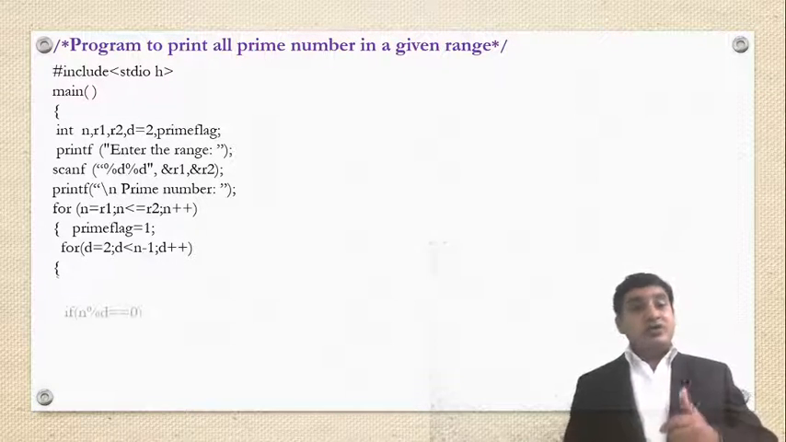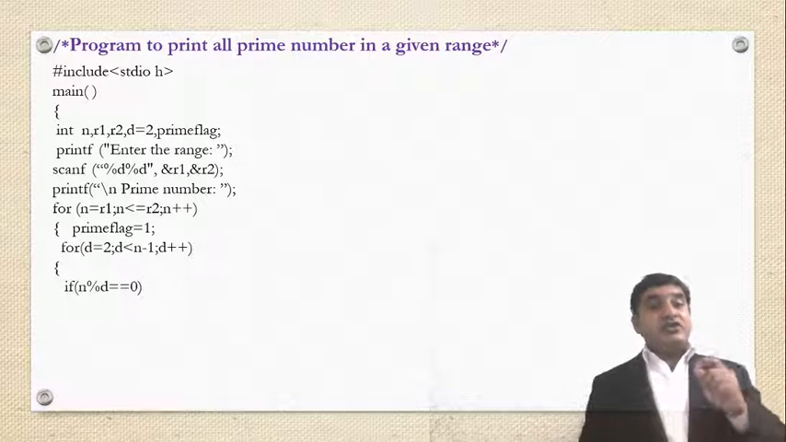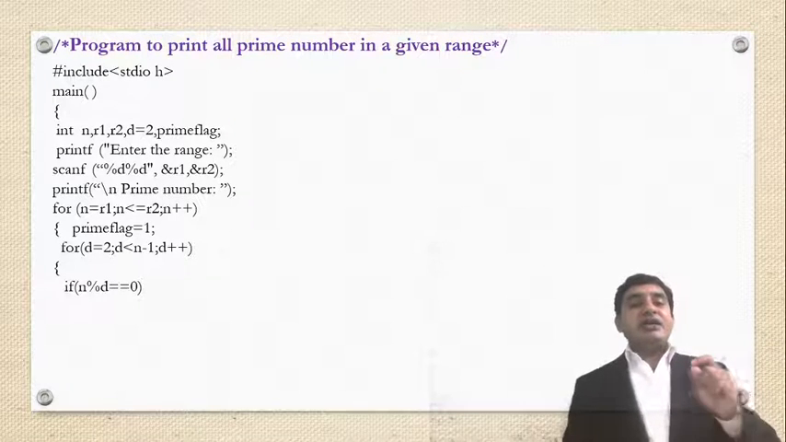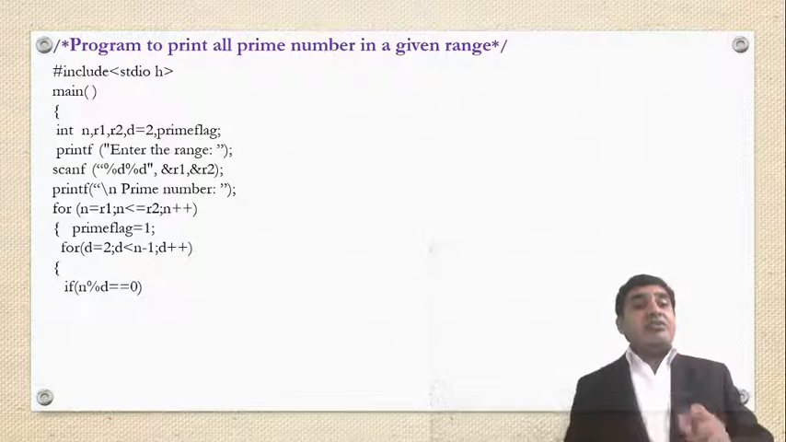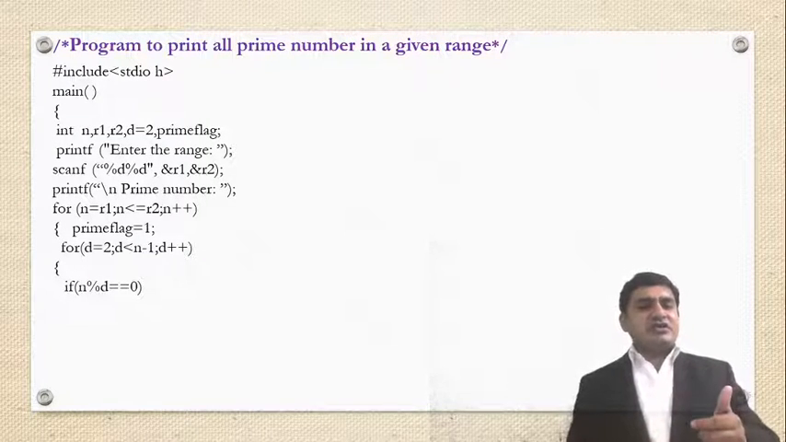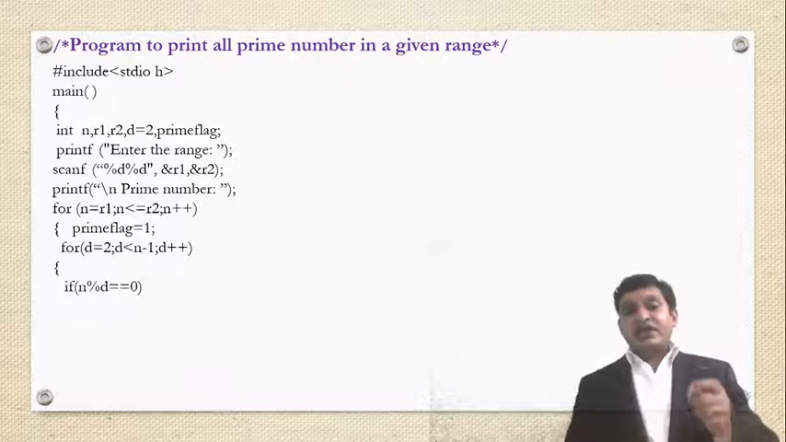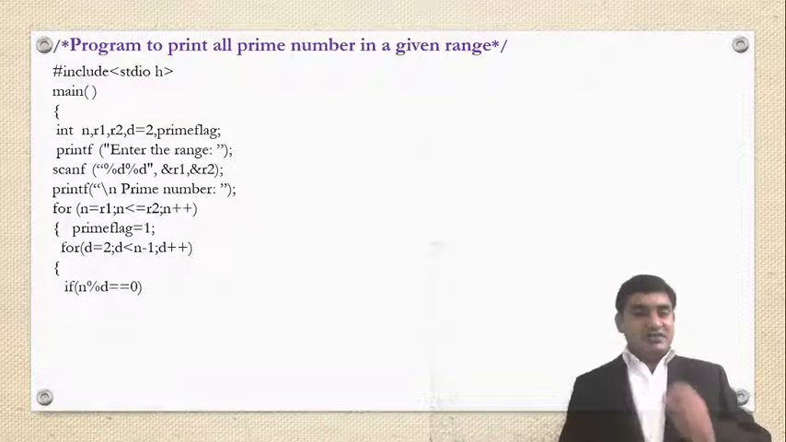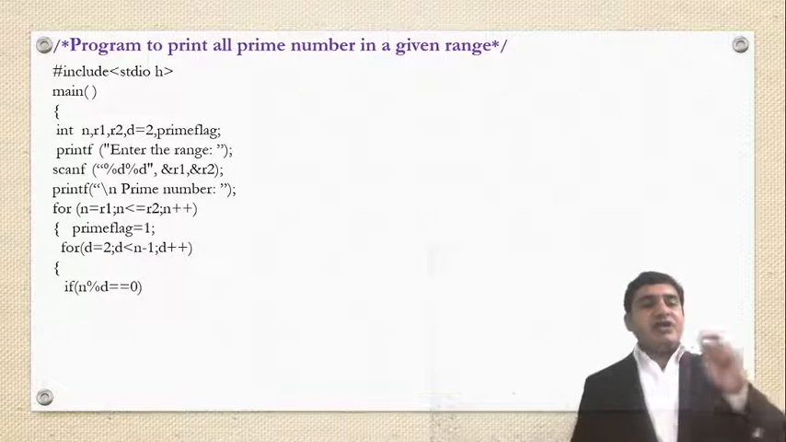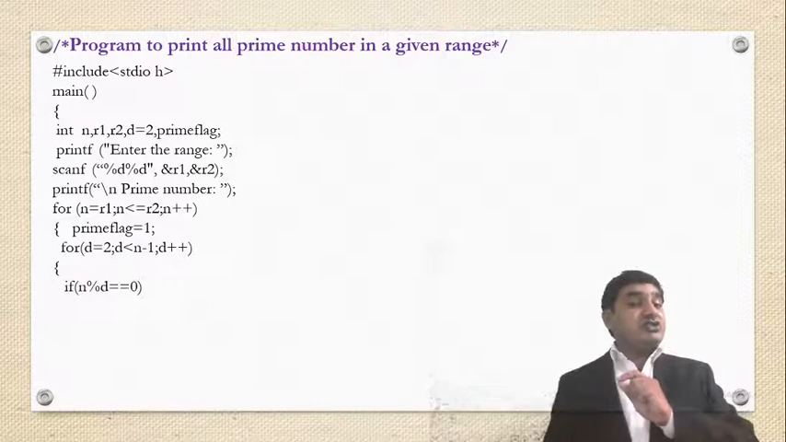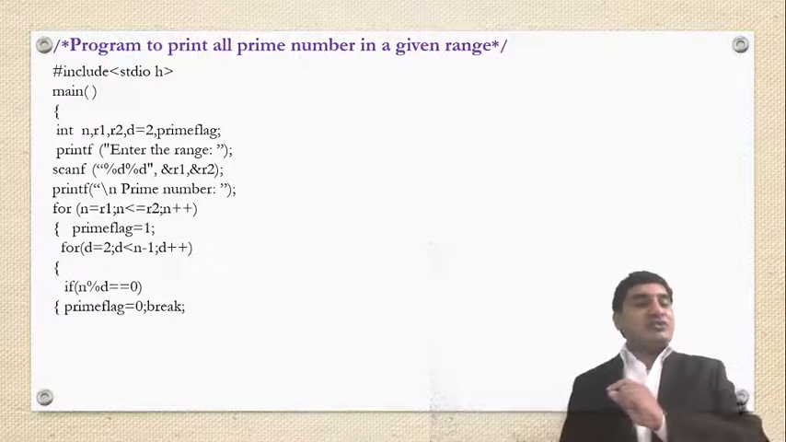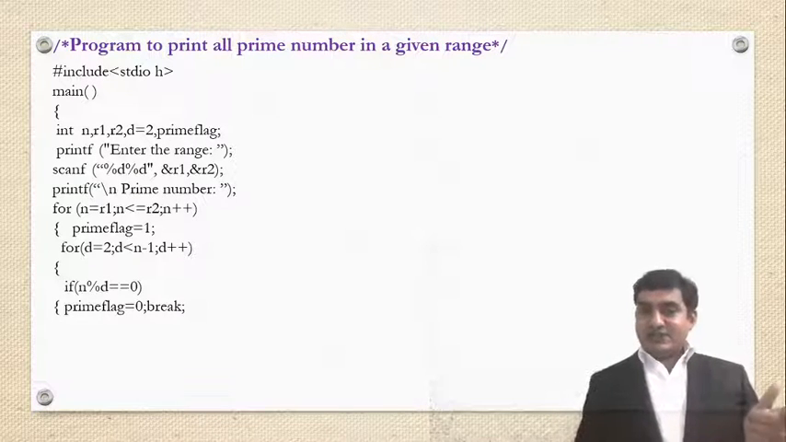Now if n is divided by d and the remainder is 0, actually we can read this as n modulus d. It indicates that n is divided by d and the remainder is 0. Then prime flag is equal to 0, okay, and break.